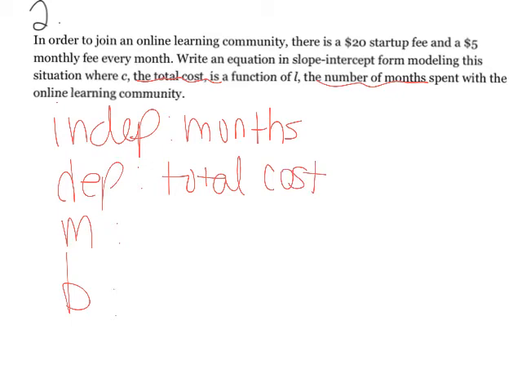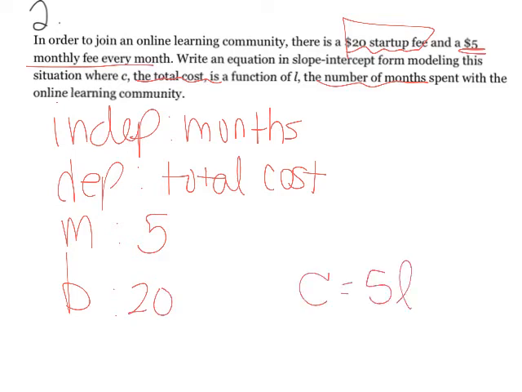All right, so see if we can find something that has to do with a rate, or what has to do with the number of months. Well, it's a $5 monthly fee. So the $5 is the slope, and then startup is our y-intercept, so that's 20. So the cost is equal to 5L plus 20, or y equals 5x plus 20.